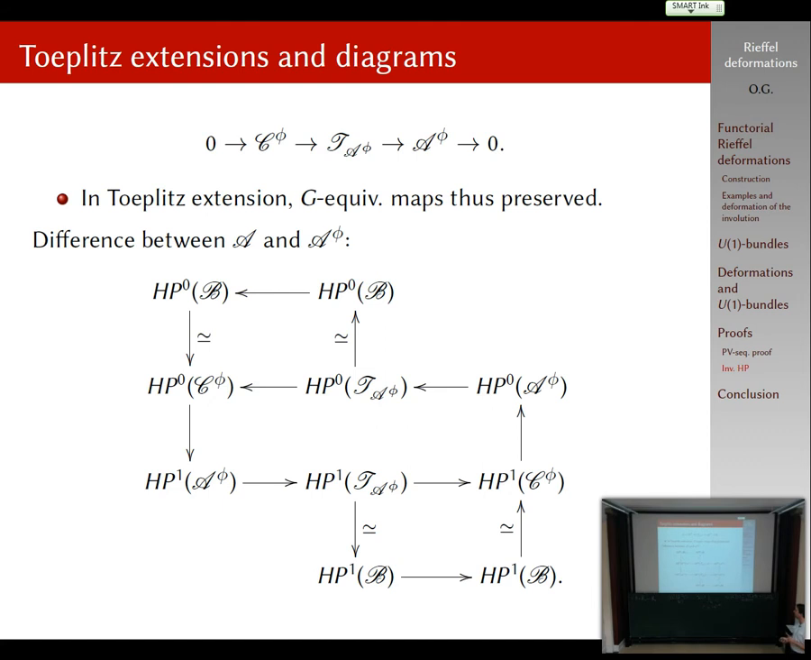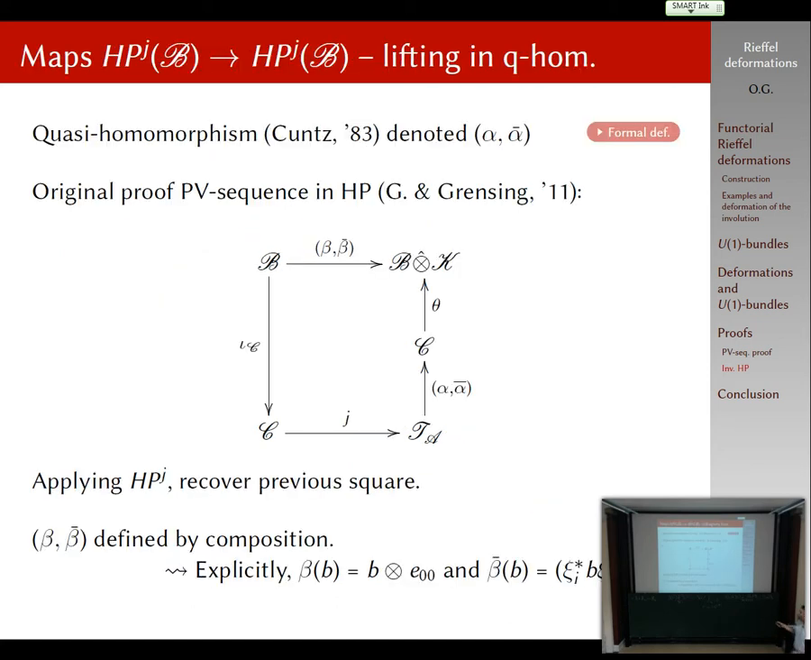Okay, yes, sorry. So yes, we are really interested in these squares. That's what we want to study. To study them, we need a property which is invariance under diffeotopies in periodic cyclic cohomology, and this is better done at the level of morphisms, rather than at the level of just maps in the algebra.